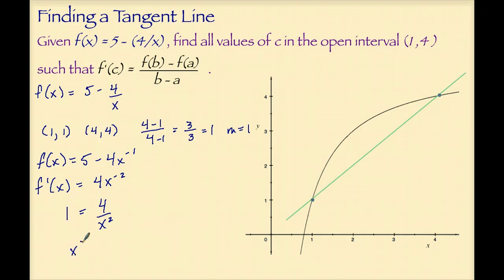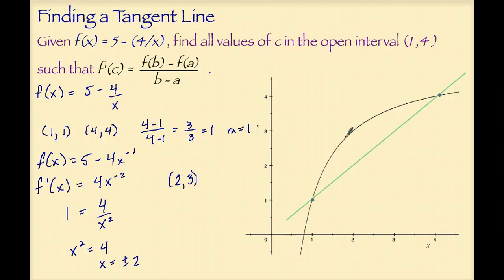When we cross multiply here, we get x squared equals 4, which generates two places on this curve where there is a slope of 1, but only positive 2 is in the interval 1, 4. What is the y value when the x is 2? Plugging that back into the original function gives us a y value of 3.